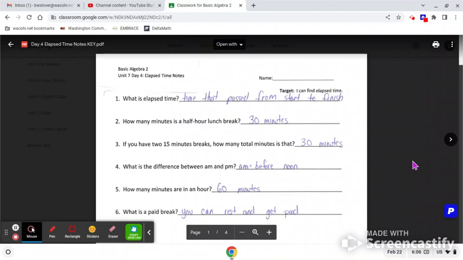Today we're going to talk about elapsed time. So this first part of the notes is just getting into some basic things that we're going to see in our unit. So what is elapsed time? It's the time that's passed from the start to the finish of an event.